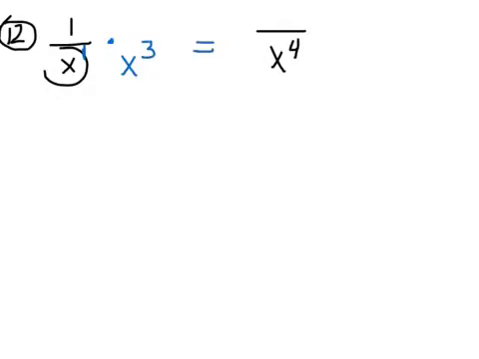Well, if I multiply the bottom by x cubed and I want to keep the fraction equal, I have to multiply the top by x cubed. So on the top, 1 times x cubed is x cubed. They're just asking you to get a different denominator on a fraction there.